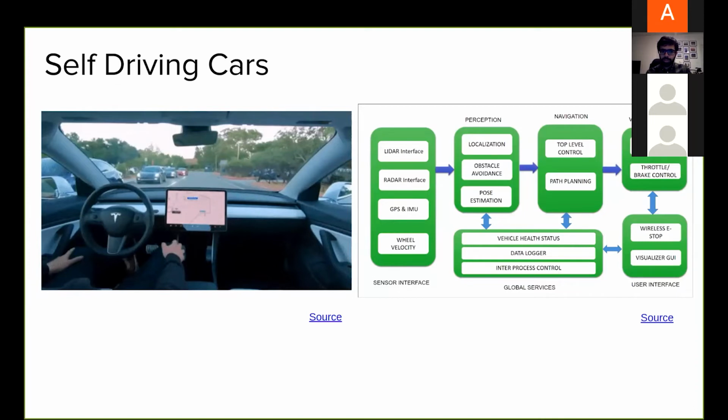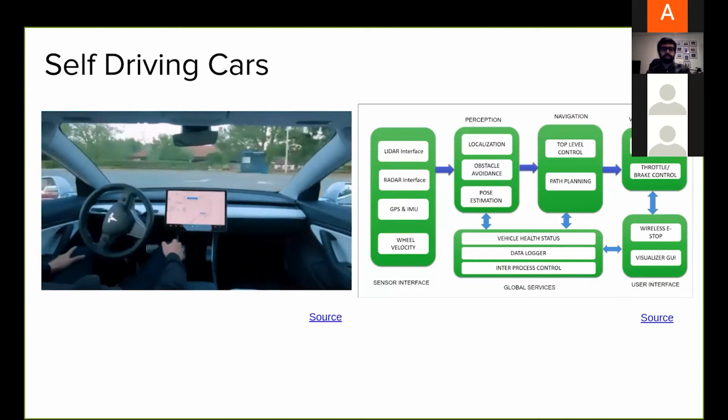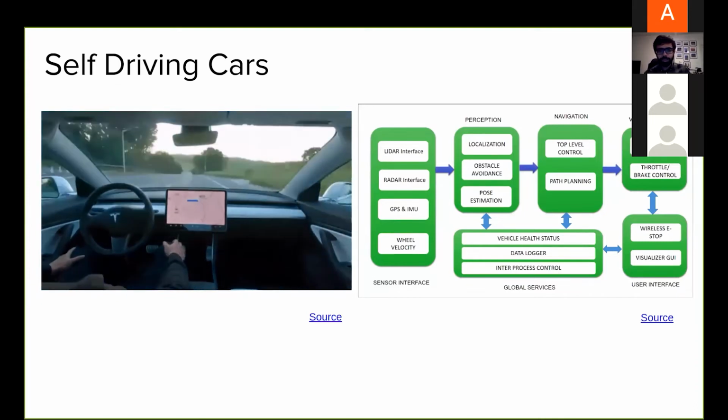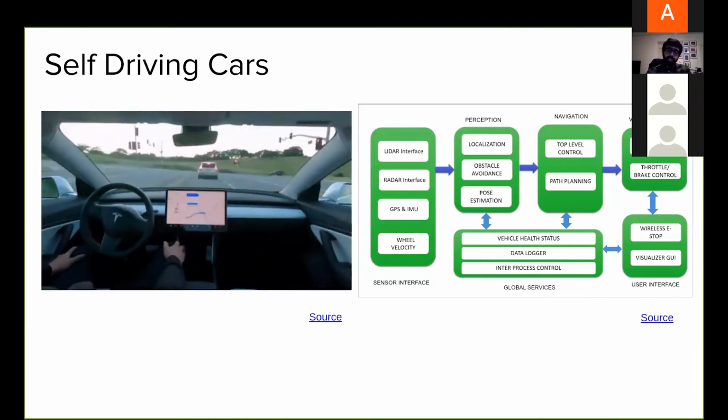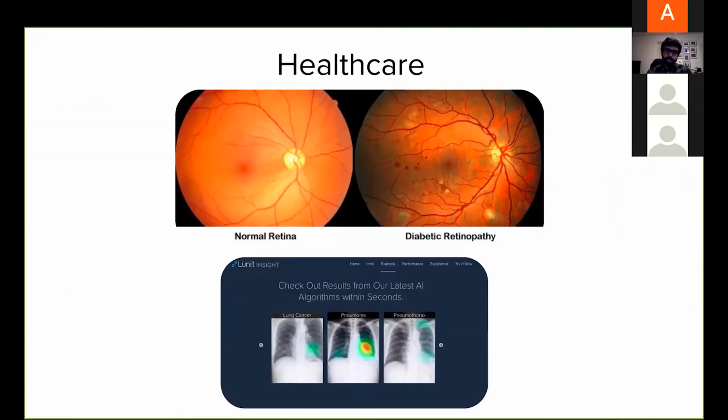So I just wanted to give you a brief overview about how scientists have gone about driving in the past 10 years. And I'm sure it's a very interesting area that some of you might be working in the future. Other interesting application of computer vision is healthcare.